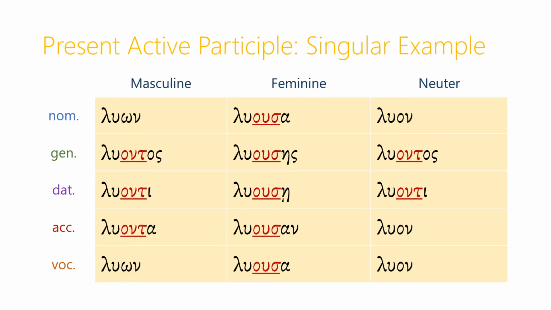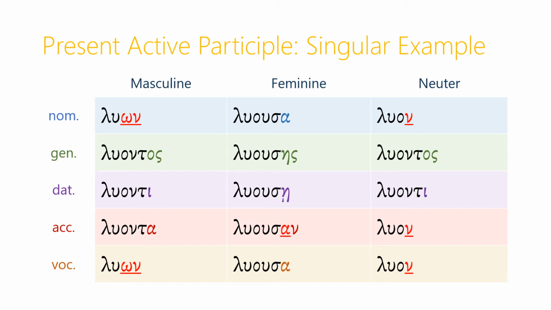But let's look at the things that are quite regular. So we have the omicron connecting vowel, plus in the masculine and neuter, the nu tau voice indicator of the active. And in the feminine, we have the ous combination of the connecting vowel and the s voice indicator. We then add our regular third and first declension noun endings onto that combination of the verb stem, the connecting vowel, and the voice indicator.